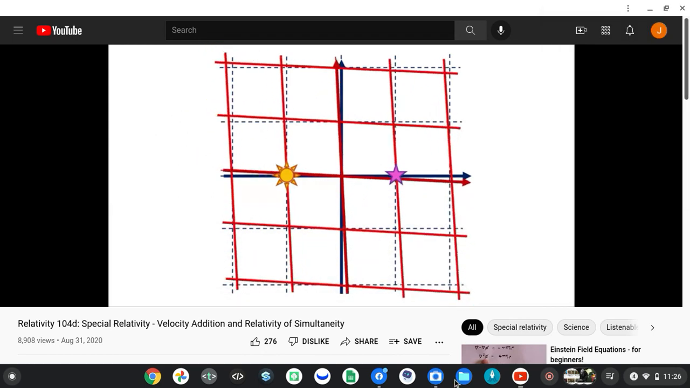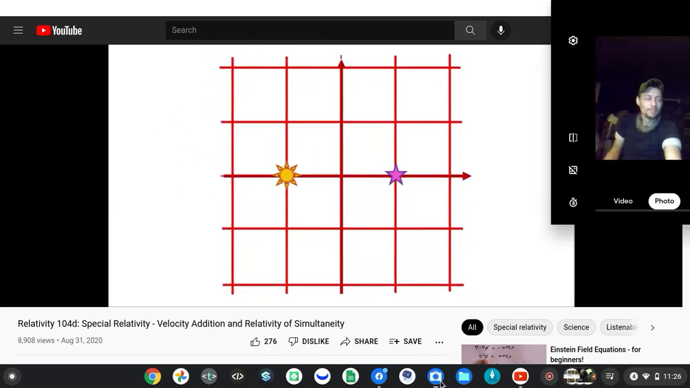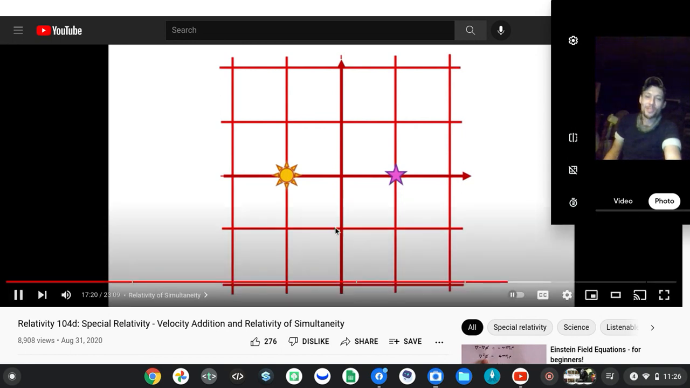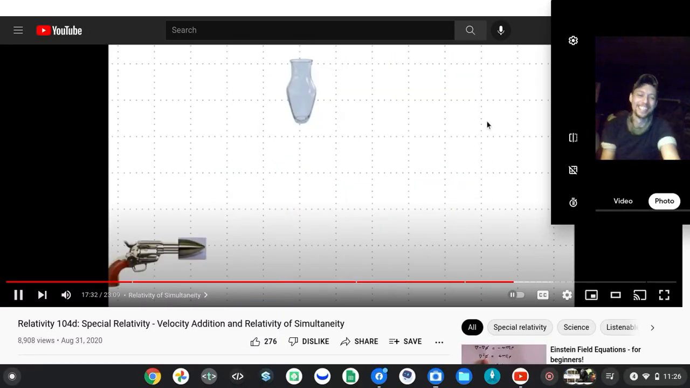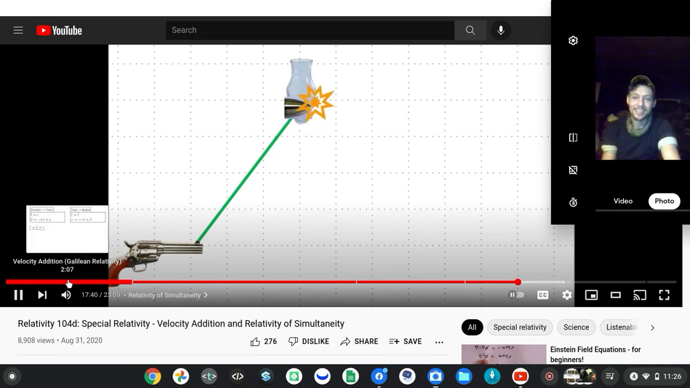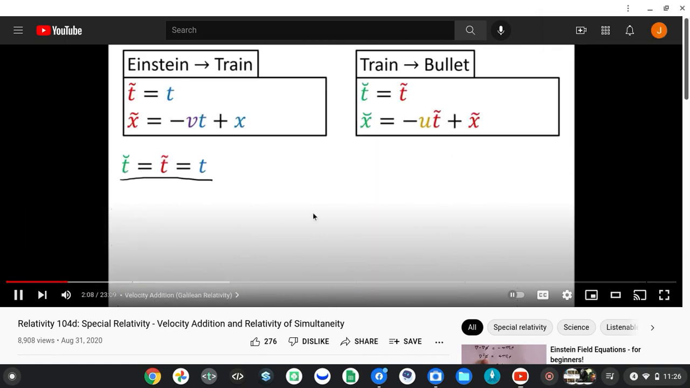So events that are simultaneous in one frame will not be simultaneous in another frame. Check. Simultaneity is relative here, in special relativity. Now, after learning about the relativity of simultaneity, you may have some concerns. For example, let's say that at one event in space-time, we fire a bullet from a gun, and then a bit later, the bullet hits a glass, which shatters.